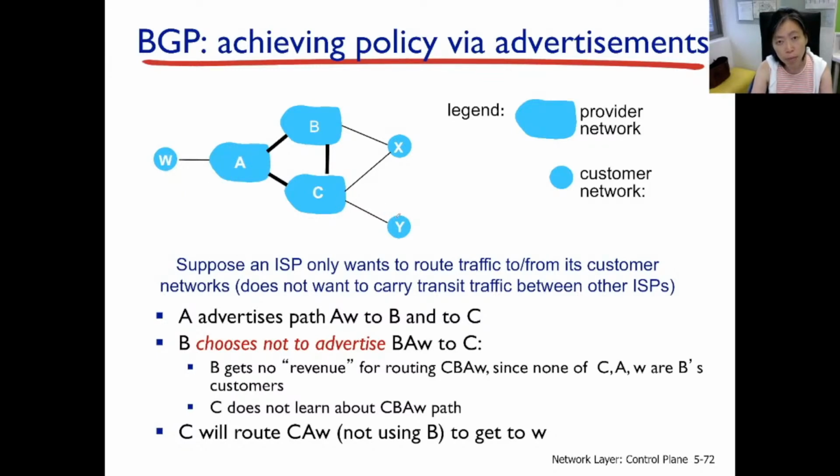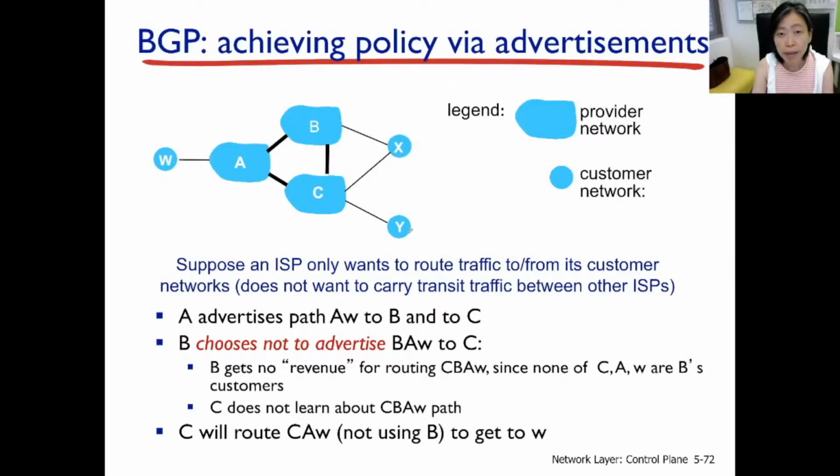Similarly, for this customer-provider pair, Y being a customer, C being a provider, X being a customer, B being a provider. Now, X is a little bit more complicated. It's a multi-homed customer network. So X here pays B and C. As a result, B and C should both be forwarding packets for X.